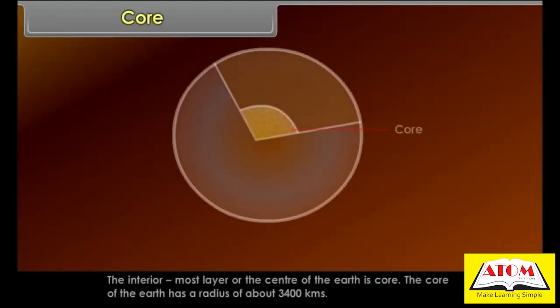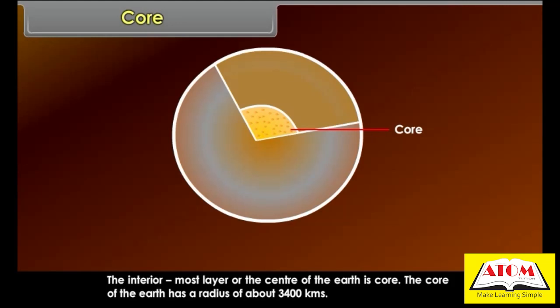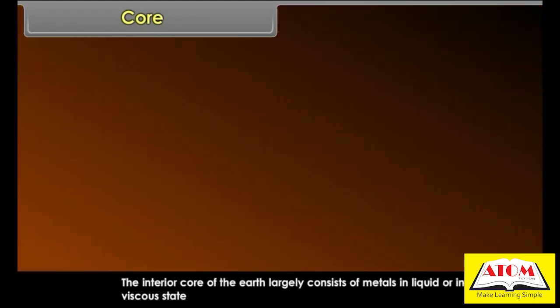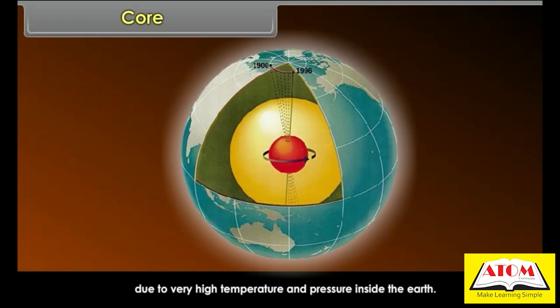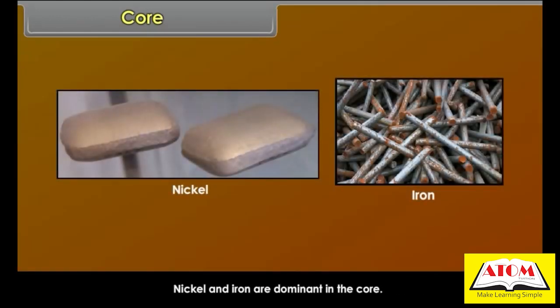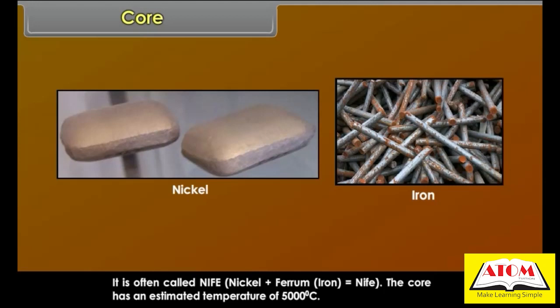Core. The interiormost layer or the center of the Earth is the core. The core of the Earth has a radius of about 3,400 kilometers. The interior core of the Earth largely consists of metals in liquid or in viscous state due to very high temperature and pressure inside the Earth. Nickel and iron are dominant in the core. It is often called NIFE, N-I-F-E: nickel plus ferrum, that is iron, equals NIFE. The core has an estimated temperature of 5,000 degrees Celsius.